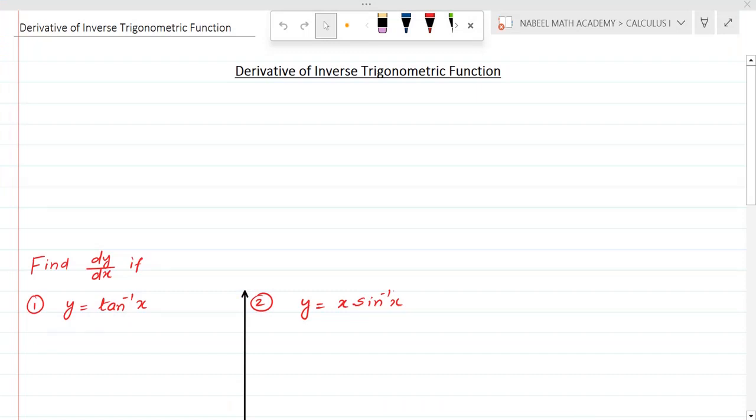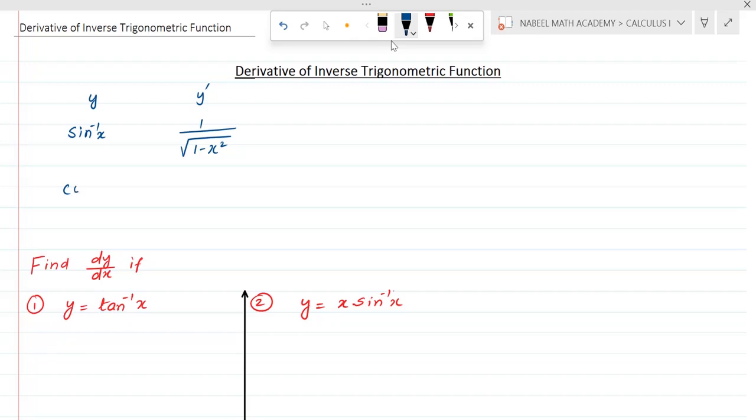In this video, we are going to discuss the derivative of the inverse trigonometric functions. First of all, we have to know the definition, the derivative of each inverse trigonometric function, y and y prime. When you have the function sine inverse, the differentiation is 1 over square root of 1 minus x square.